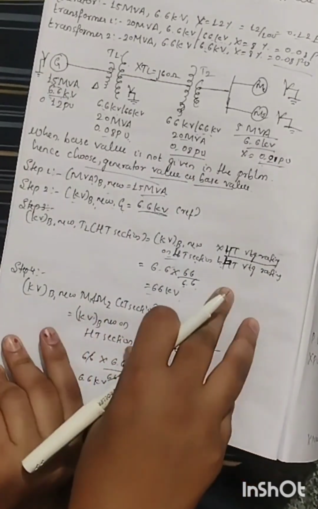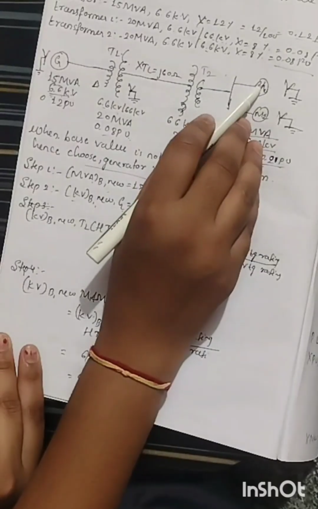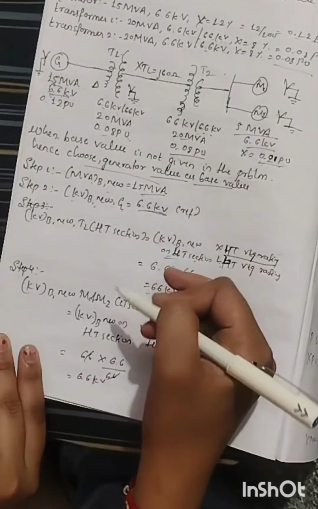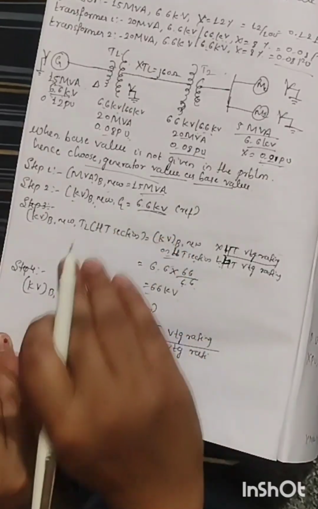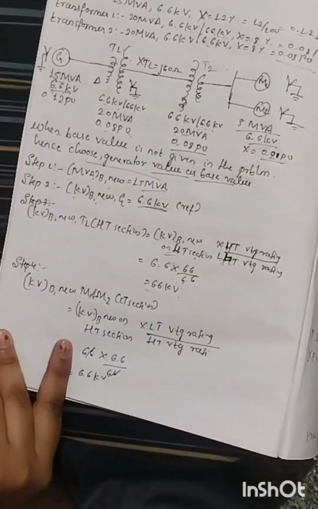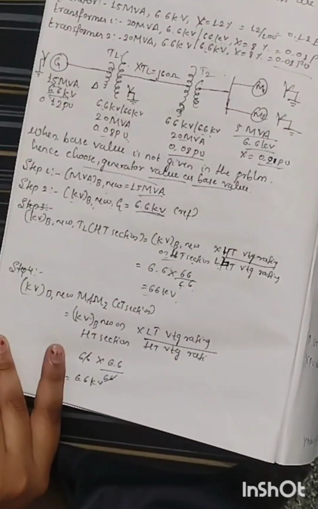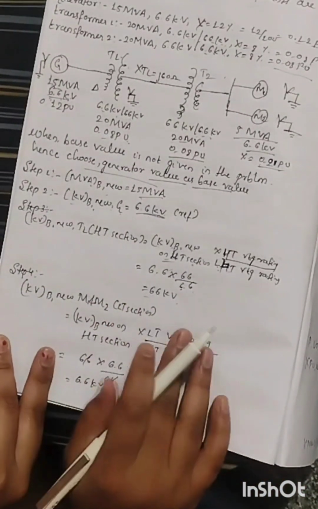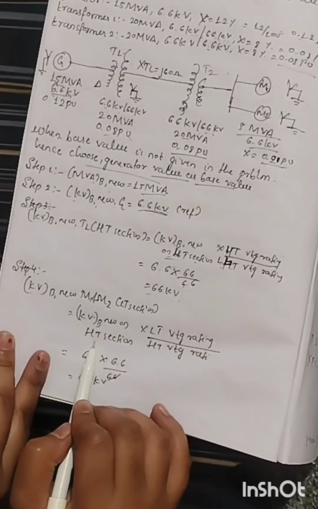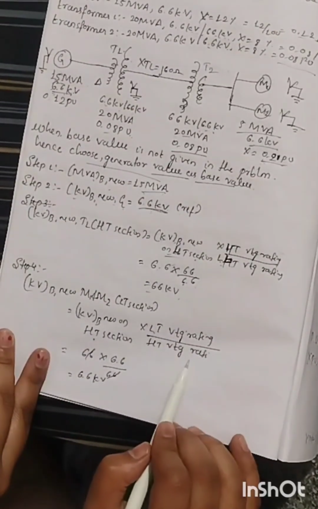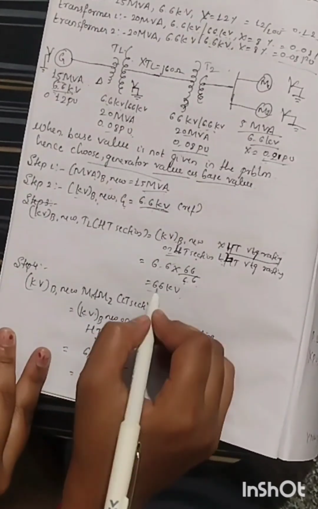Next, we need to calculate for the motors, right? M1 and M2. As we already know, M1 and M2 lie in which section? LT section. Then what is the LT section formula? The LT section formula and HT section formula are vice versa. If you remember the HT section, you can write the LT section formula. Likewise, the formula for the LT section is kV base new on HT section into LT voltage rating divided by HT voltage rating. kV base new on HT section is what we have just calculated.